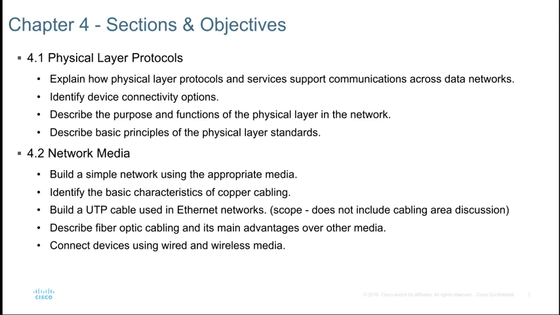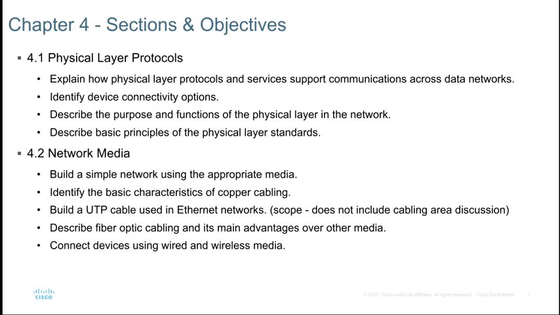What we will cover, or what we'll try to explain in this chapter, is first the physical layer, a little understanding of what happens at the physical layer, the OSI model. We will identify device connectivity options. We're going to look at the physical layer. We're going to look at different types of cables, different types of connectors, speed, advantages, disadvantages.